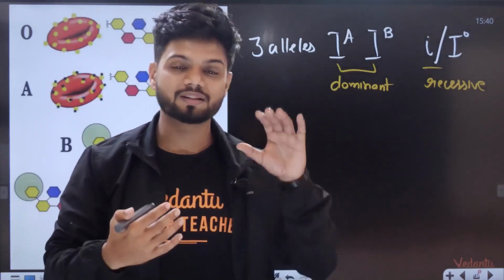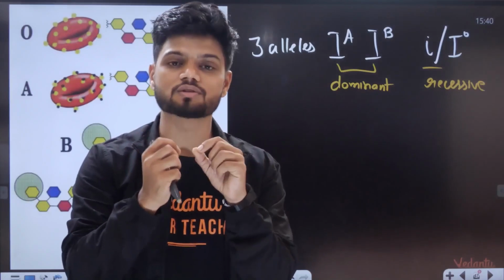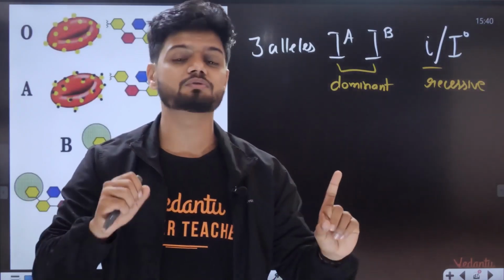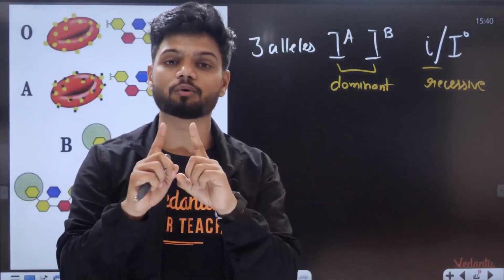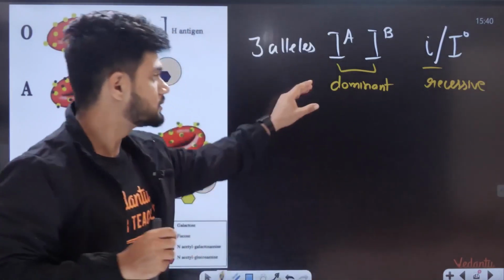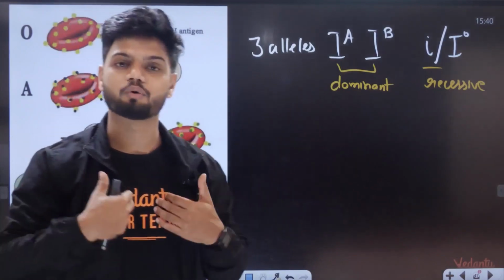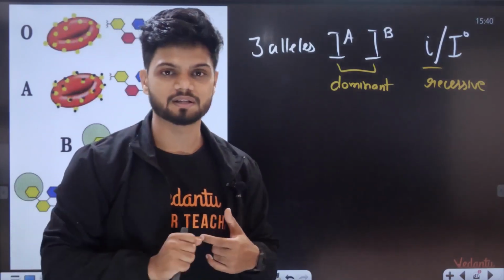Just as one chromosome comes from the father and one chromosome from the mother, in alleles also one comes from one parent, one from the other parent. So only two alleles are present in one organism. Even though we have three different alleles here, out of the three only two will be present in our body.